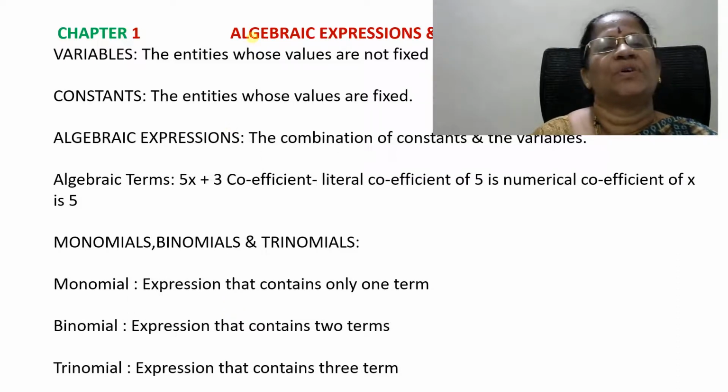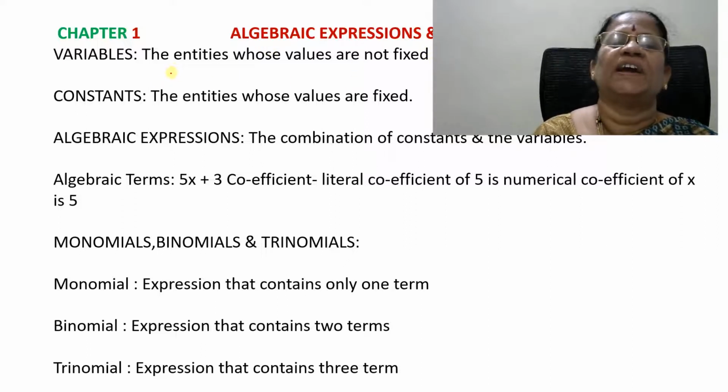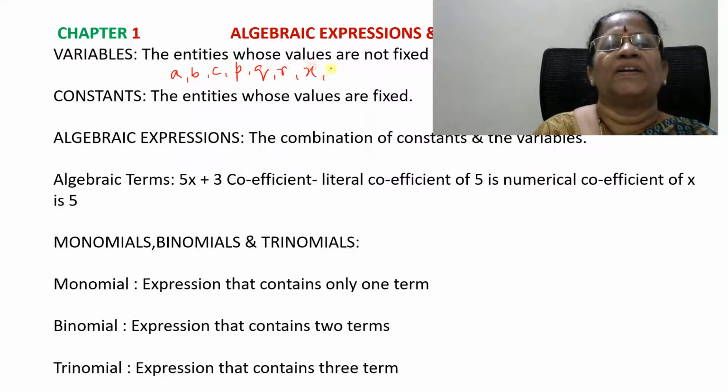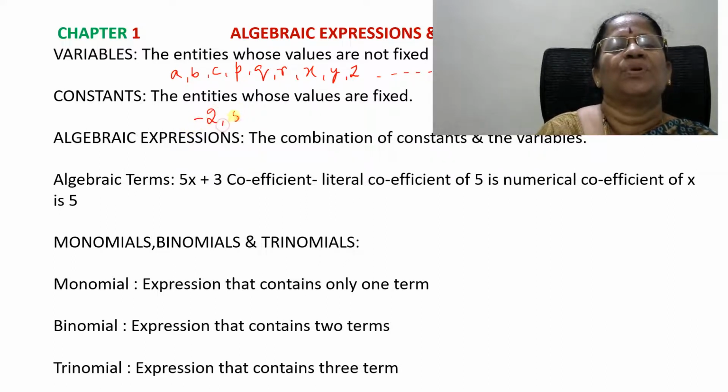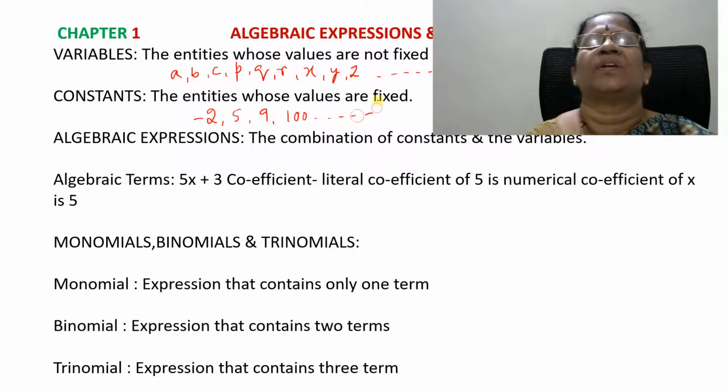So variables are those whose values are not fixed. You can represent the variables by any alphabet. It may be a, b, c, p, q, r or x, y, z, like this. You can use any letter for representing a variable. Now constants are those whose values are fixed. So it may be anything, 2, 5, 9, 100, like this. So all these are examples of fixed numbers, that is constants.